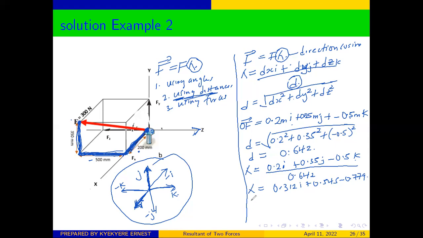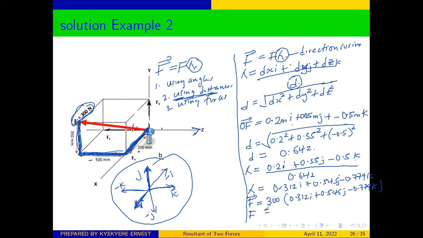So from there, we can quickly get our force in the component form or in the vector form. Our force will be equal to the magnitude of our force, which is scalar, and is 300 newtons. We are going to get 300 into bracket our lambda, which is 0.312i plus 0.545j, and then minus 0.779k.